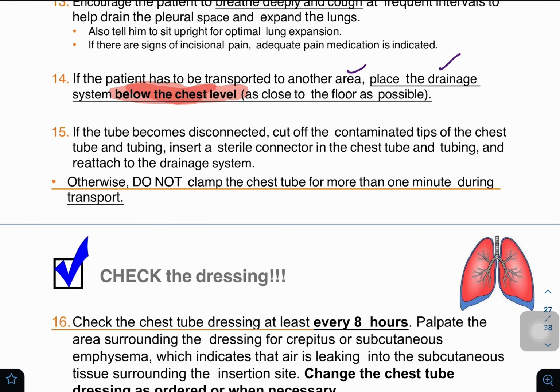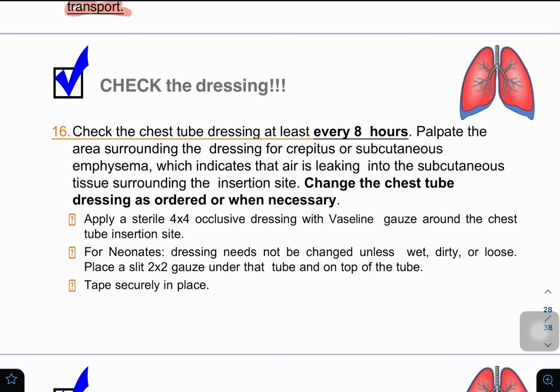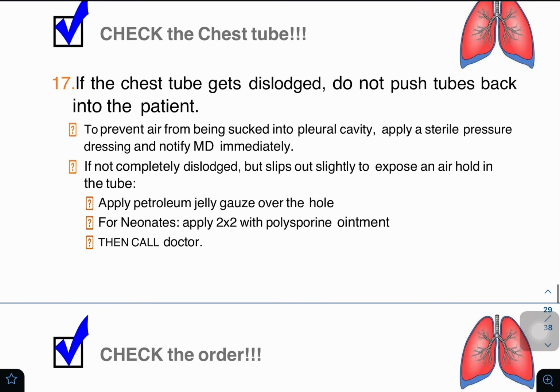If the tubes become disconnected, cut off the contaminated tip of the chest tube and tubing, insert a sterile connector in the chest tube and tubing, and reattach to the drainage system. Do not clamp the chest tube for more than 1 minute during a transport. Check the dressing site for any infections. More important, do not push the tubes back into the patient if they get dislodged. It is a very high risk of infection, so try not to do that.